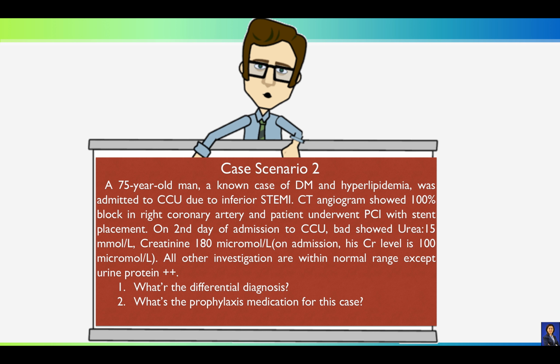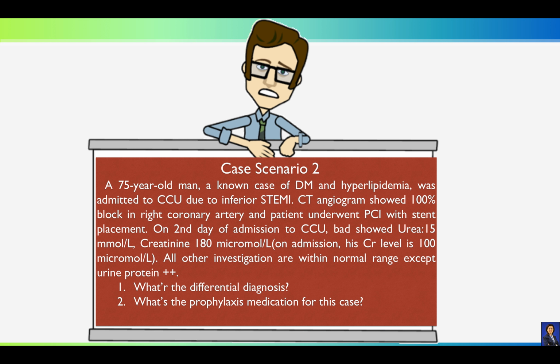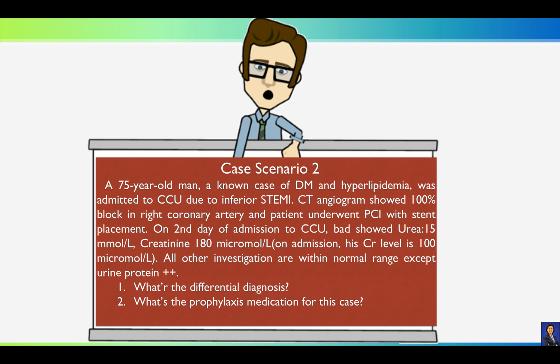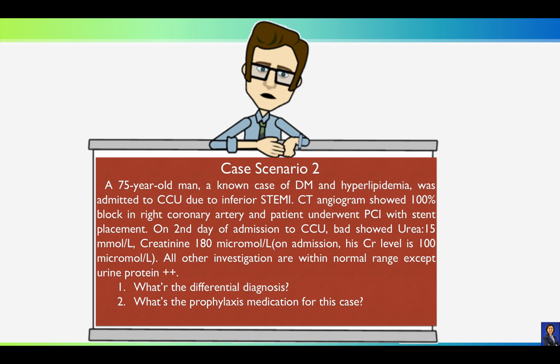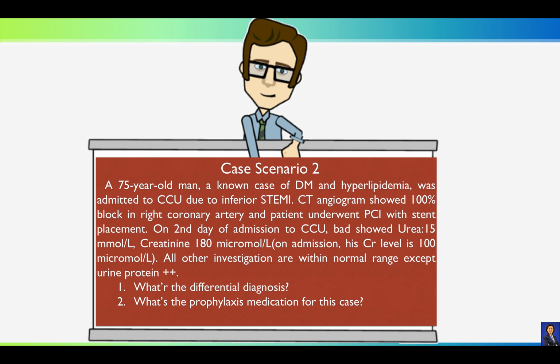So what is the differential diagnosis? When you see the patient has acute kidney injury, with a sudden-onset rise of more than 25% from the baseline, look for the 3 Cs. Condition is acute kidney injury. So what is the cause and what are the complications? To look for complications, you need to look at the investigations and symptoms. To look for the cause, look at the scenario presentation.